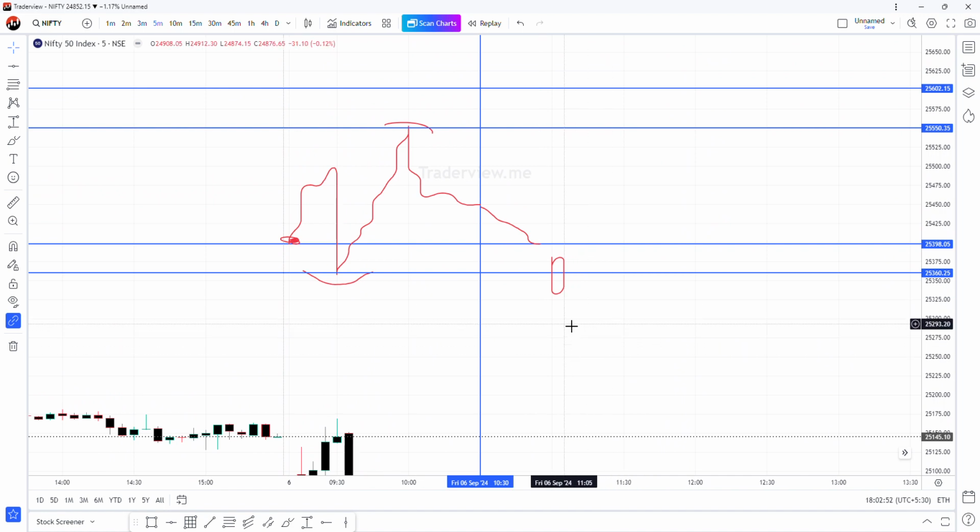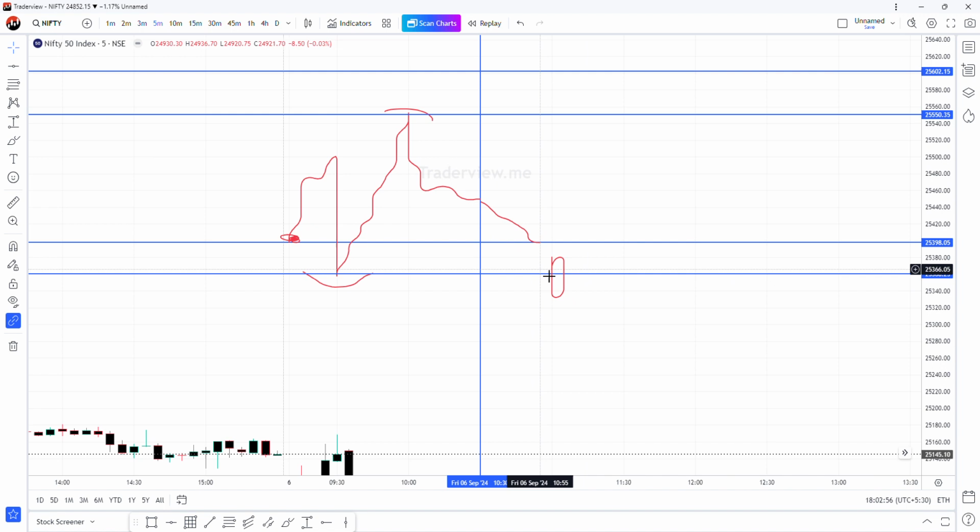And then, as soon as it's taken out, don't be in a hurry to take the downward direction trade. Let the Nifty go, and let it come back to this position again. Let it face the resistance, because this is a support.